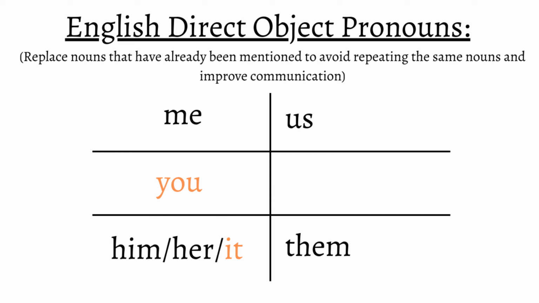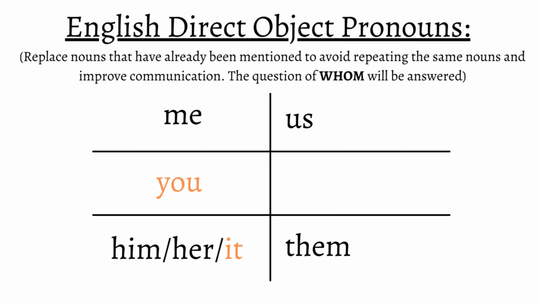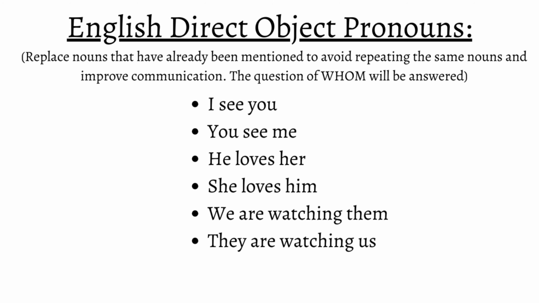like nouns. But, most of the time, the question of whom will be answered because these are modifications for personal pronouns, and persons are people that answer whom. Some examples are: I see you. You see me. He loves her. She loves him. We are watching them, and they are watching us.